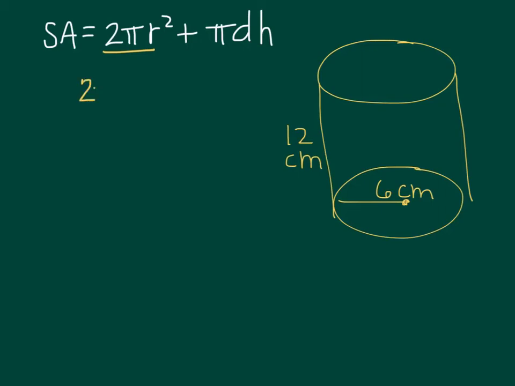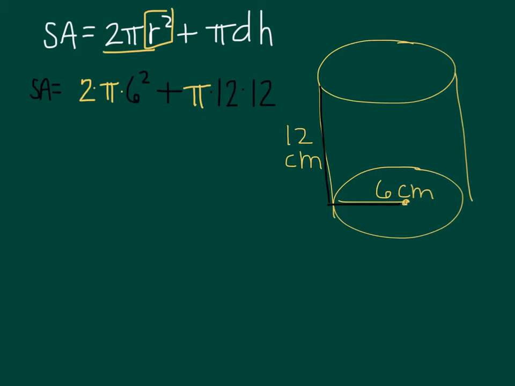It says 2 times pi. I'm just going to leave pi as 3.14 times, what's the radius squared? Okay, so I'm going to take the radius, which is right here, which is 6, and I'm going to write times 6 squared. Okay, plus over here I'm going to fill in pi times my diameter. Now your diameter is going all the way across. It's not 6, it would be 12 because it's double. So I'm going to put times 12 times my height, which is also 12.